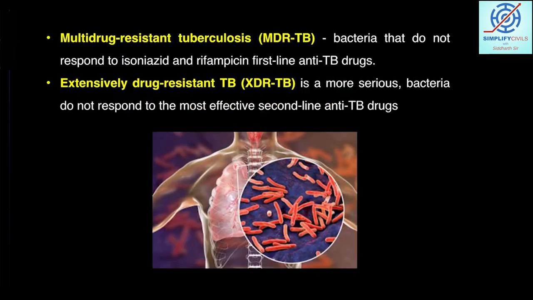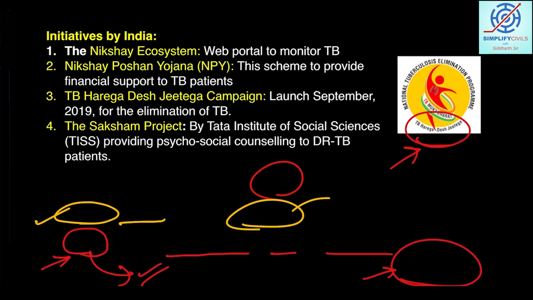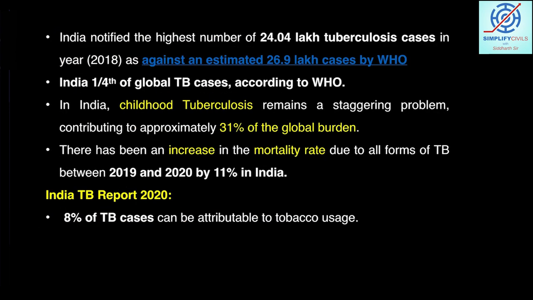The most important topic here was the MDR and XDR TB problem, and this is one of the bacterial diseases that I wanted to discuss with you in detail. Some facts that I want to give you can be used in your introduction part, in any of the answers in fact, quoting tuberculosis as an example, or maybe in the conclusion: in India, 1/4 of the global cases are registered with respect to tuberculosis. WHO did its study, and in that study it told that 1/4 of the global cases are from India, approximately 26.9 lakh cases.